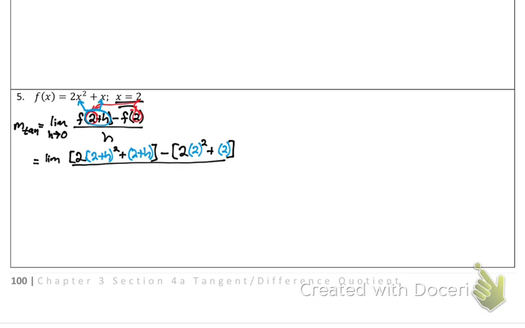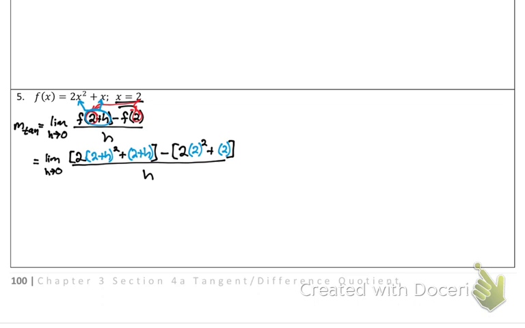And that's going to be all over h. Now, I will point out that we are going to 0. This is not a direct substitution. It's not going to work until we simplify it. So we got to simplify what happens here.